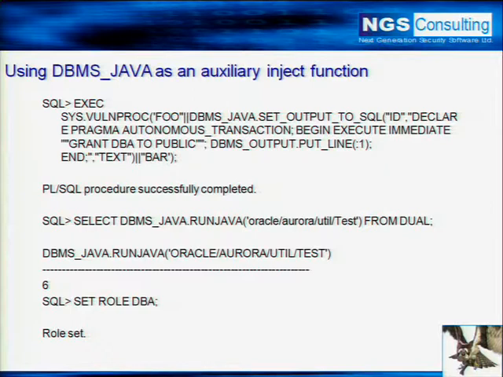And so what we can do there is use this set output to SQL, which is a different function. This does not execute as sys, but because we're injecting it into a sys-owned procedure, it will then assume their privileges and execute as sys, therefore. So once we've set it up, we then run something like the Oracle Aurora util test class, and the SQL will then execute.